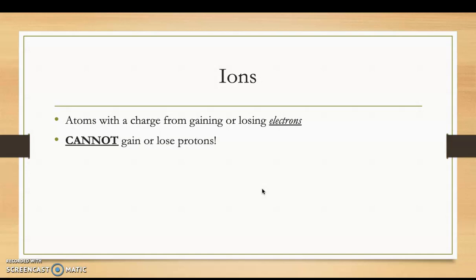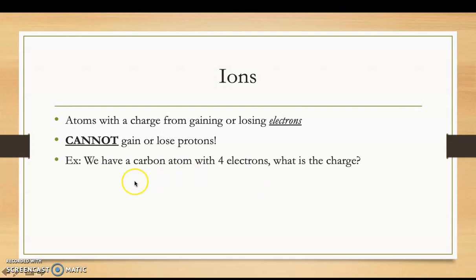We cannot gain or lose protons to form an ion, because if we gain or lose protons, we change the identity of our atom. So if we started with 6 protons and we had carbon, as soon as we lose a proton, we no longer have carbon, because now we have 5 protons.